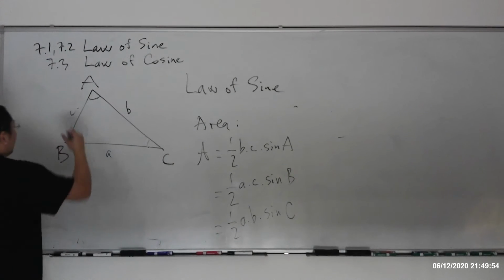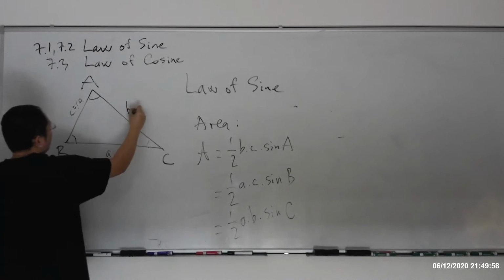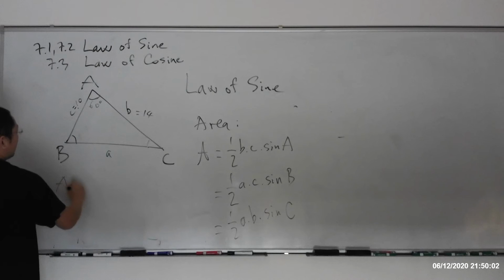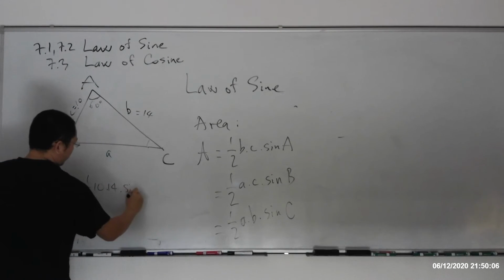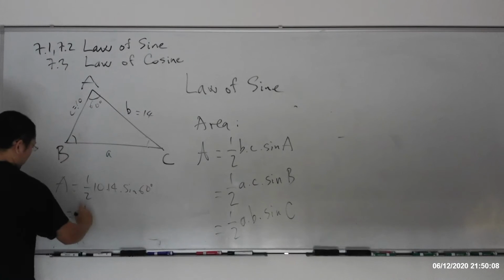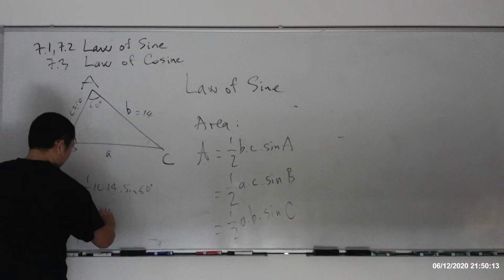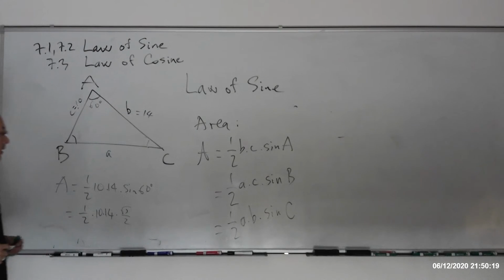So, again, if I give you this one equal to, what did I give you? How about 10 here? This is 14 and this angle is 60 degrees, and the area will be 1/2 of 10 times 14 times sine of 60 degrees, which is 1/2 times 10 times 14, and then times sine of 60 degrees, which is √3 over 2. Look at your calculator, you have the answer. Okay?